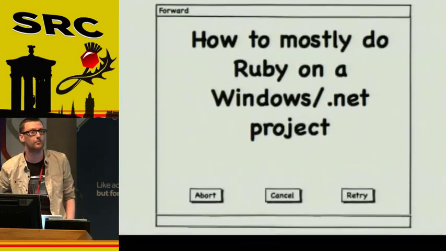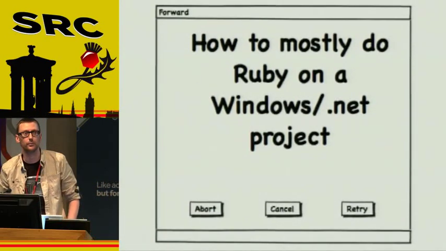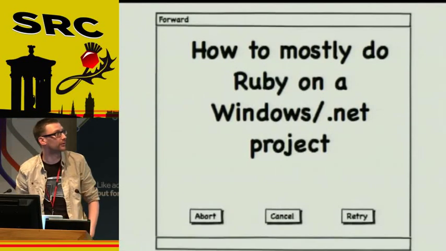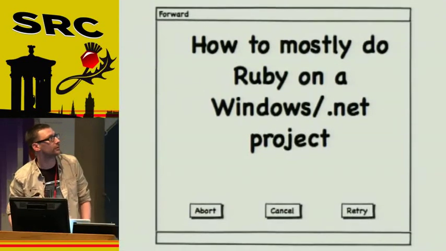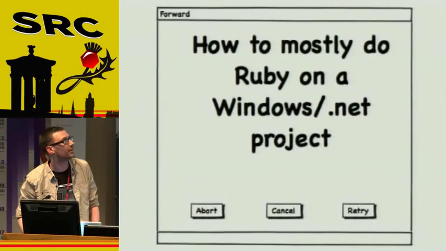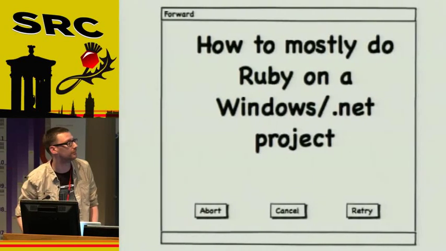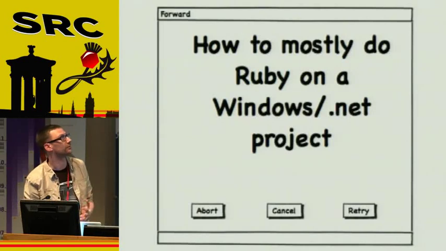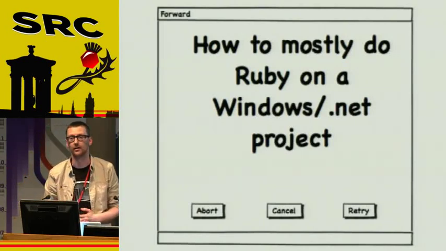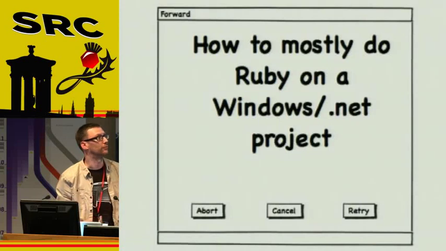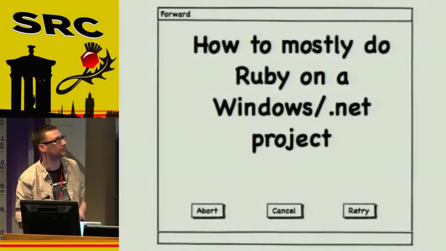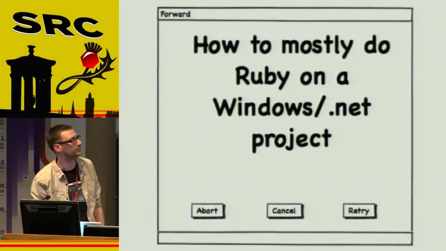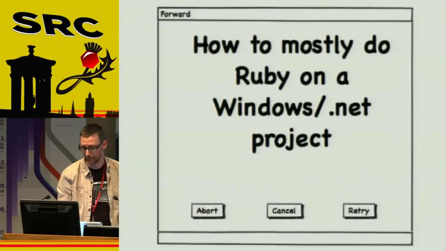Hi, everybody. My name is Jason Nealon. I'm a developer at Forward. So what I'm going to talk about is the experience we've had over the last year and a half, two years, working on a system that was largely a Windows application written in .NET. And we moved to Ruby, and we had to do some interesting, I would think novel, things to get that to work.